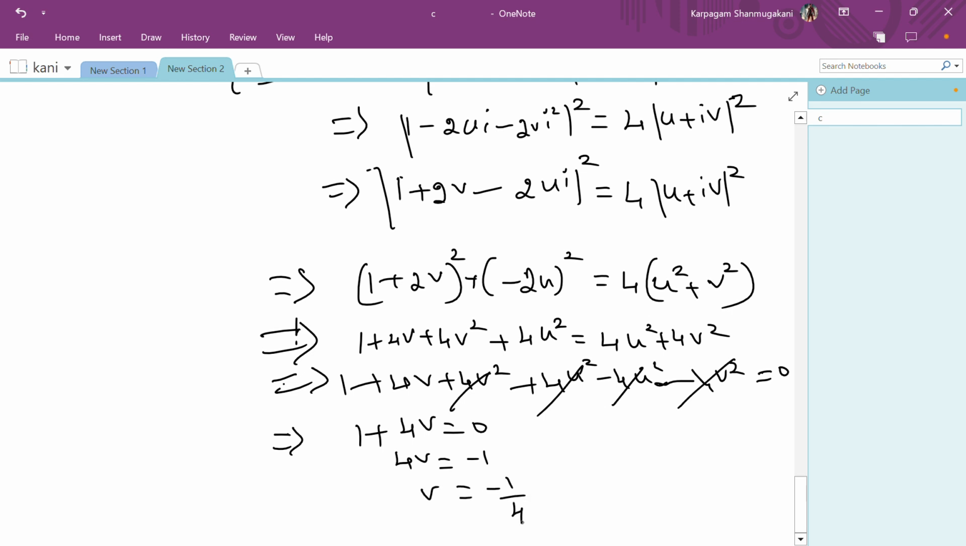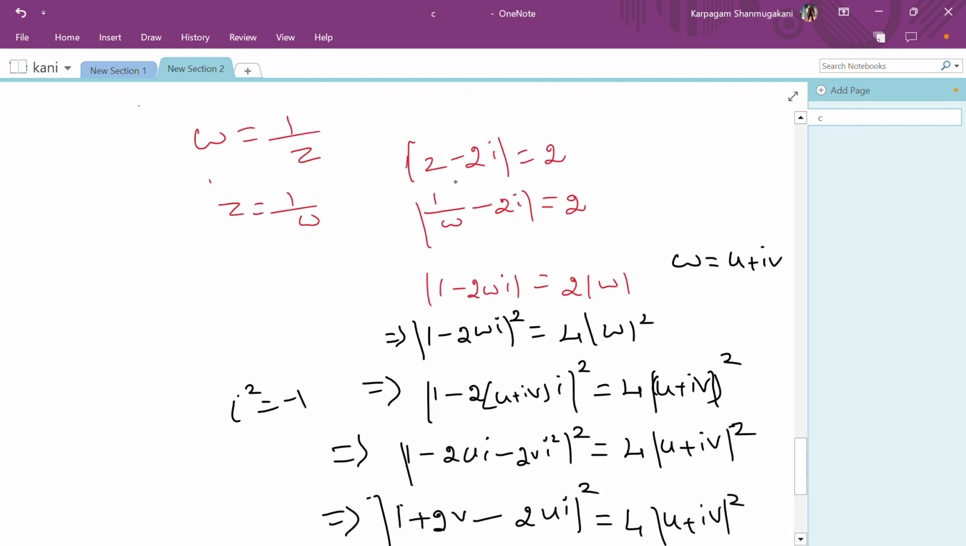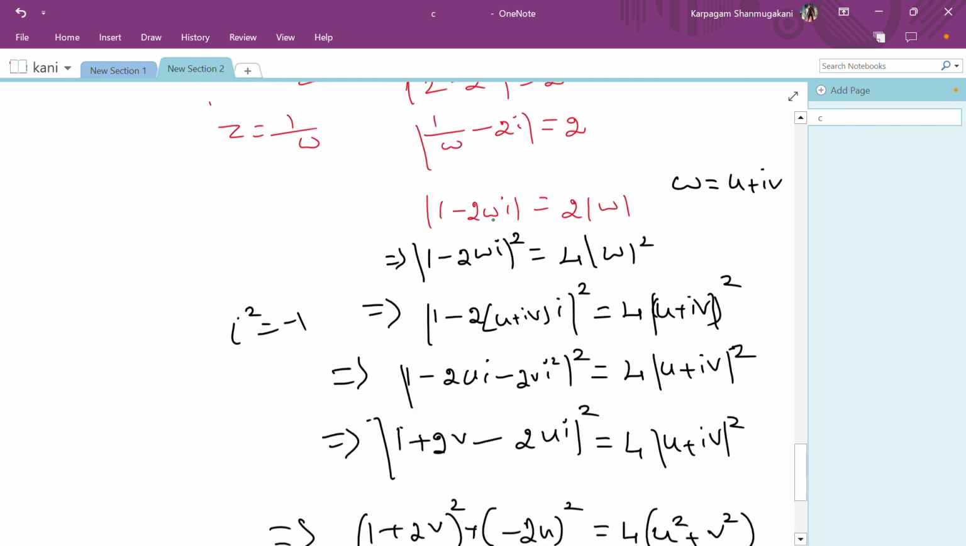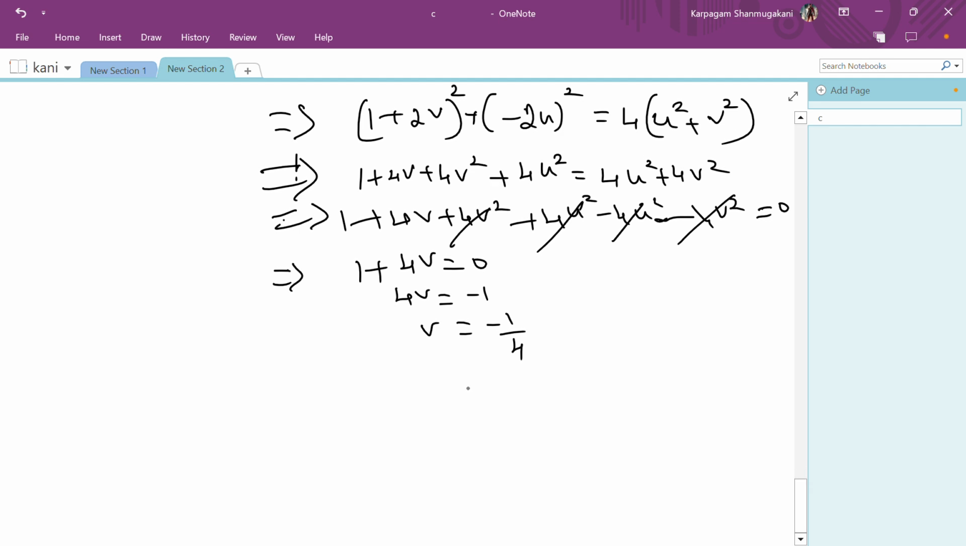So under the transformation w equal to 1 by z, modulus of z minus 2i equal to 2 has the image v equal to minus 1 by 4. That is a straight line, v equal to minus 1 by 4.